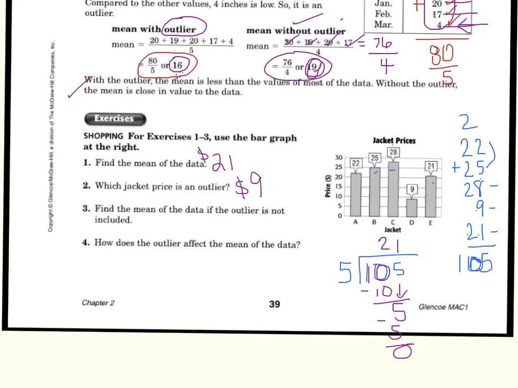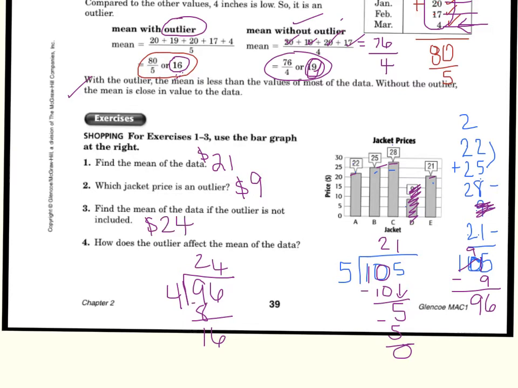Find the mean of the data if the outlier is not included. So what are we going to do here? We're going to add it without the 9. And you know what I'm going to do? I'm just going to take off the 9 here by subtracting. I'm going to go back 9. And that would give me 96. And then what am I going to divide 96 by? I only have 1, 2, 3, 4 numbers that I'm using now. So 96 divided by 4 is 24. So the mean without that $9 jacket is $24.